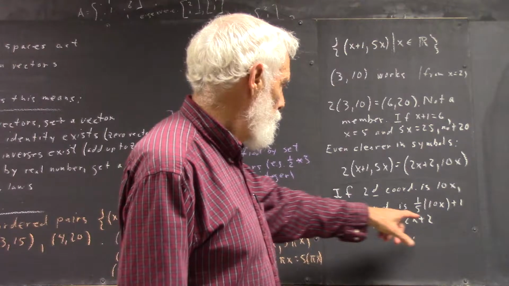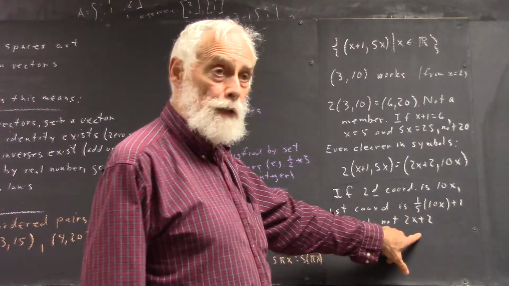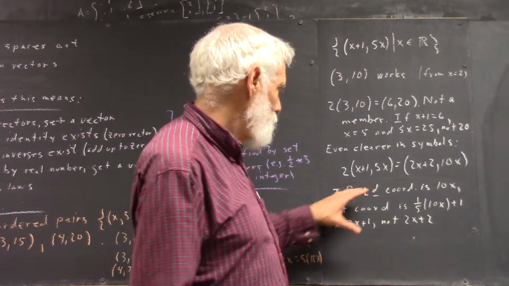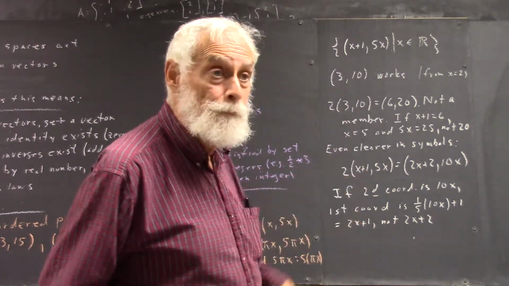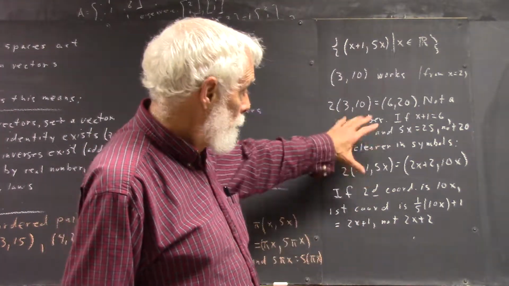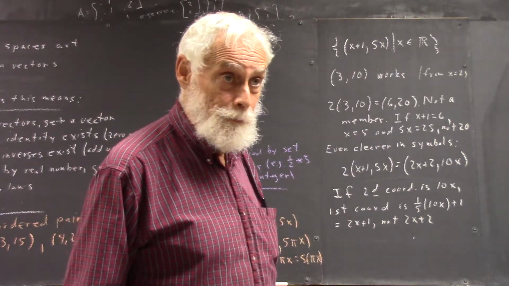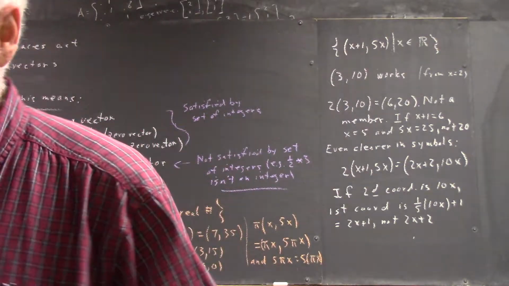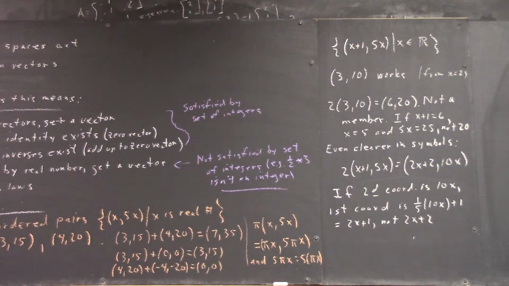Then the first coordinate would have to be 2x plus 1, not 2x plus 2. Okay? There are even more obvious ways to say it. I just wanted to get a little algebra in there. Okay? So you've got to do this sort of thing. Now, right now, we're just going to confine ourselves to these 4 characteristics. So let's look at another example.